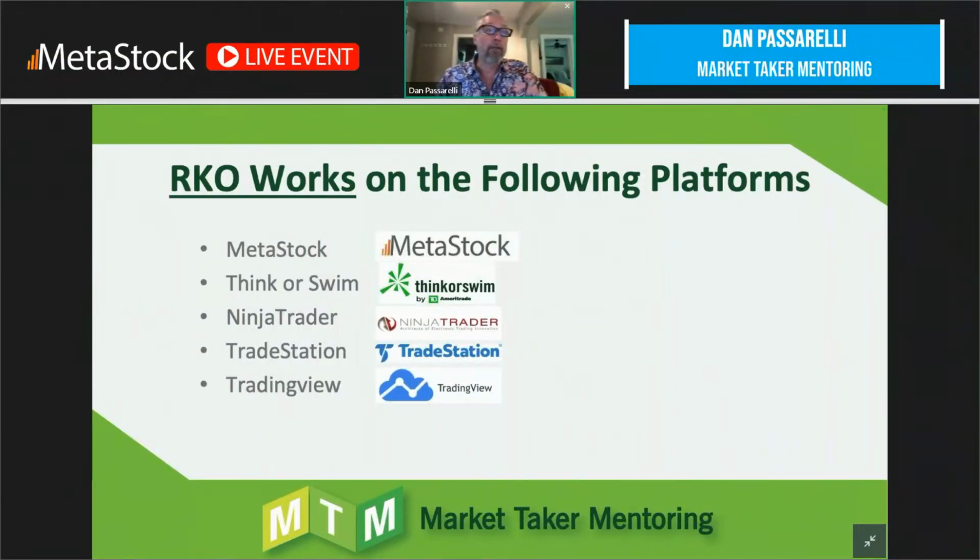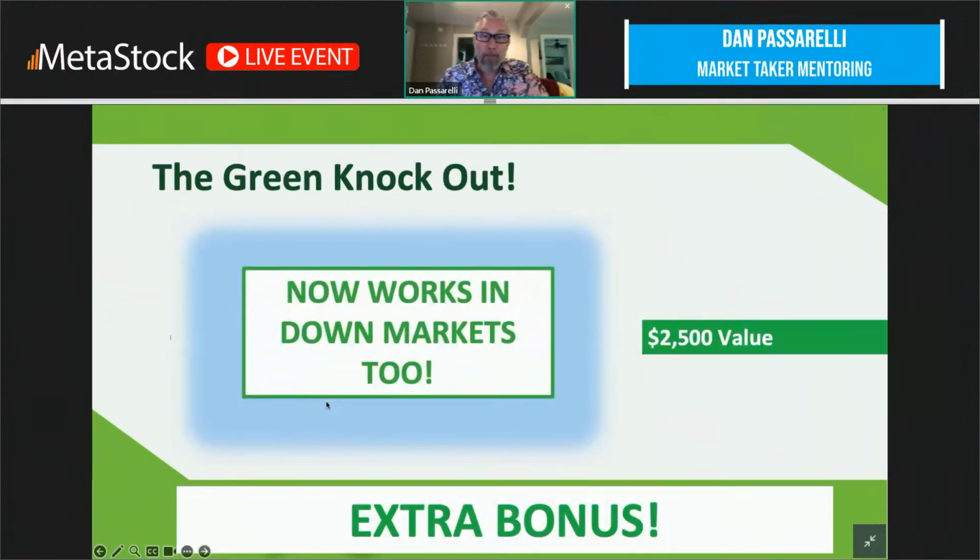RKO works on the following platforms: Metastock, Thinkorswim, NinjaTrader, TradeStation, TradingView, almost anything. Now, you may have noticed these red knockout trades are all for when the stock's rising. And for that reason, they tend to work out better in bullish markets. But the market doesn't always go up, does it? And not all stocks always go up. In fact, some can have some pretty big bearish moves.